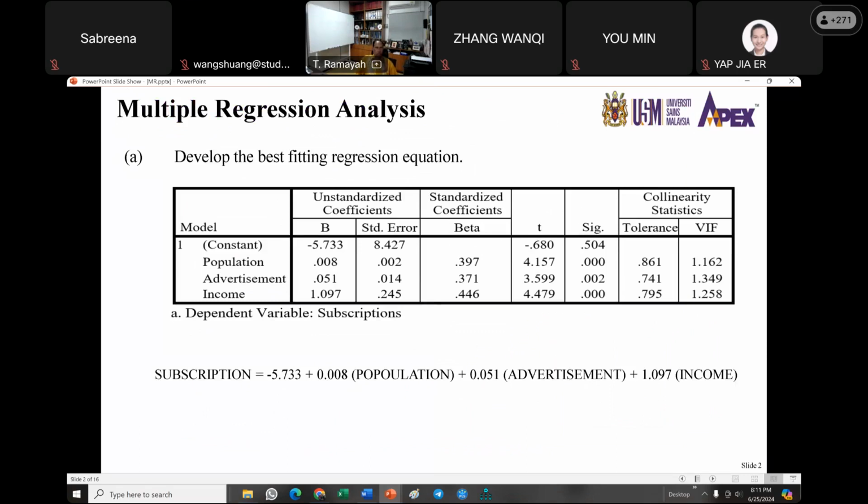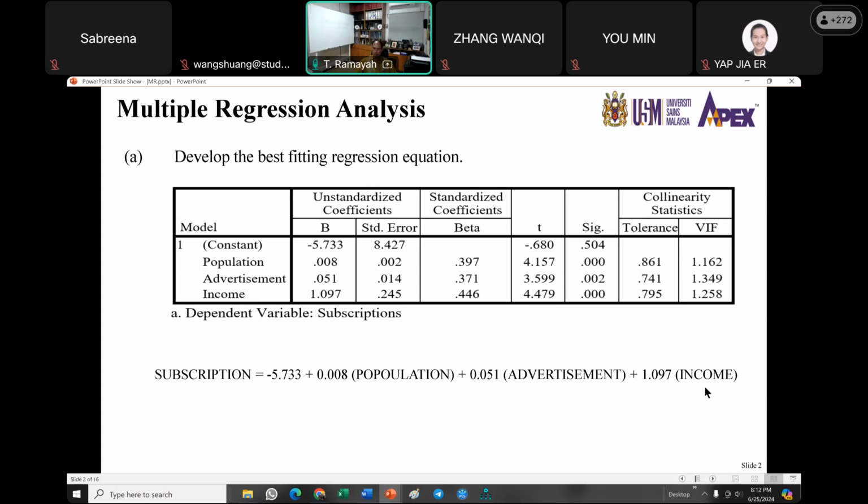Okay. For writing an equation, we will look at the unstandardized coefficient, which comes from the coefficient table, the first column. So the constant is minus 5.733. The B value for population is 0.008 times population. And then you have 0.051 times advertisement. And you have 1.097 times income. This is the column that we will use to write the equation.